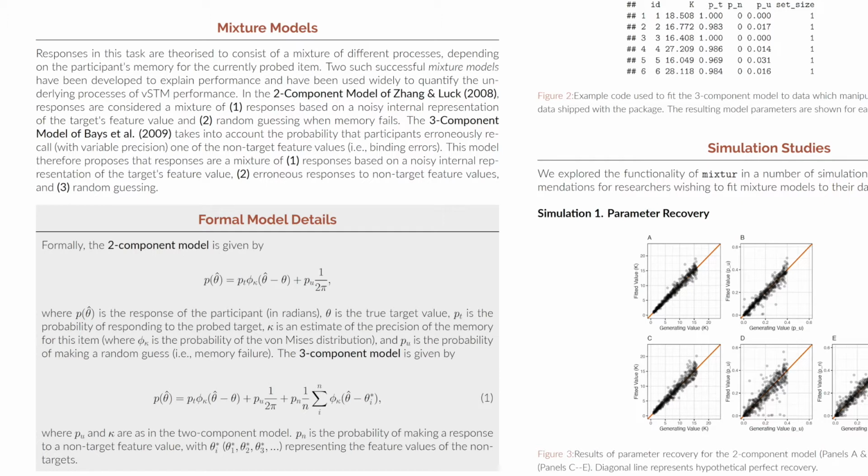The three-component model of Bays and colleagues extended this model to also take into account the probability that on some trials participants may erroneously respond to one of the non-target feature values. So in this case, they're not guessing, they're just making a mistake and they're responding to the colour of one of the non-targets. So in this three-component model, responses are proposed to be a mixture of a noisy-based representation of the true target value, erroneous responses to non-target feature values, and on some trials, memory again will fail and participants will resort to random guessing.